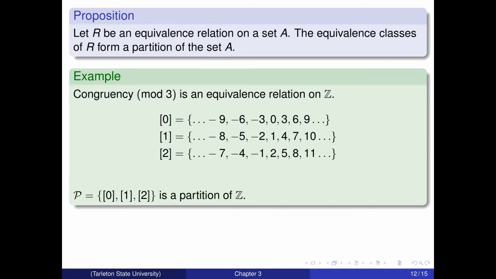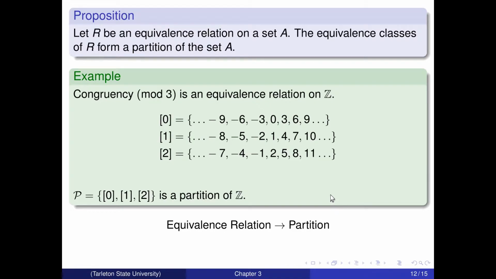Now again, a partition is a set whose elements are sets. So the way that you would write that in this case is you would say the partition P is a set containing bracket 0, bracket 1, and bracket 2. So yeah, this proposition tells us that anytime we have an equivalence relation, the equivalence classes of that relation give us a partition. So another way to say that would be that every equivalence relation produces a partition for us.